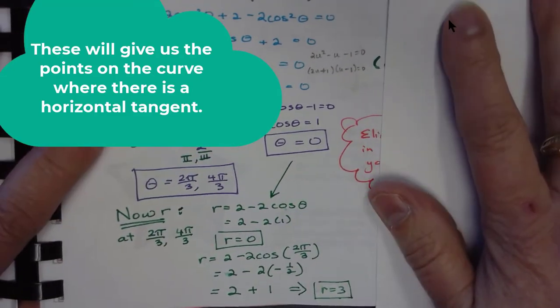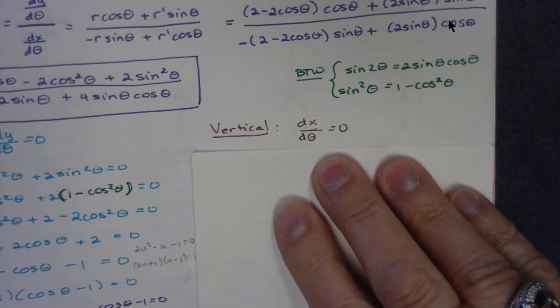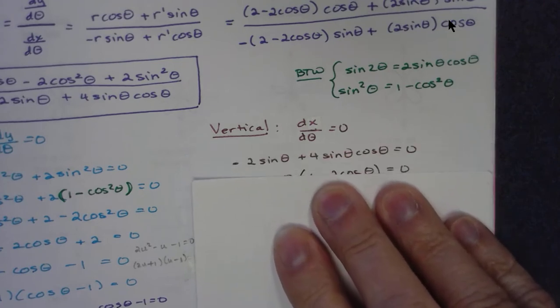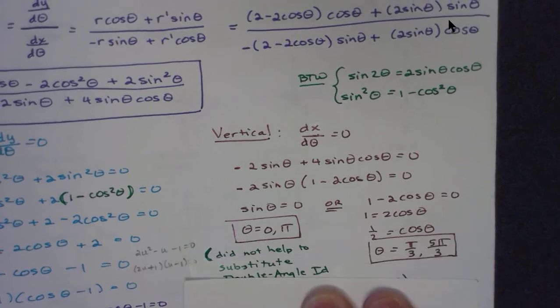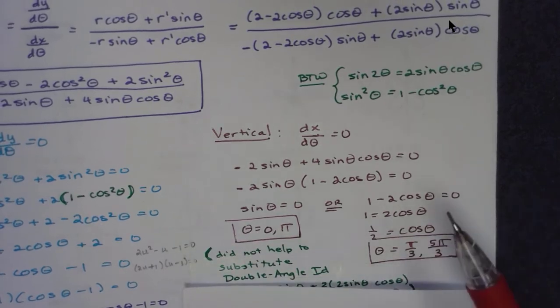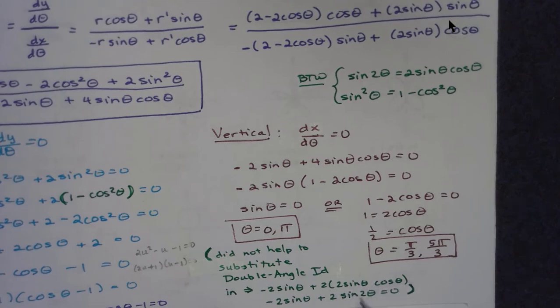Now for a vertical tangent, that's going to happen where our denominator is 0. Set the denominator equal to 0, do the necessary algebra and trig. It didn't really help us to substitute in a double angle identity. You know, I could factor out a 2, and I could make this 2 sine of 2 theta. Doesn't really help us. We still have issues. It was better to leave it like that.